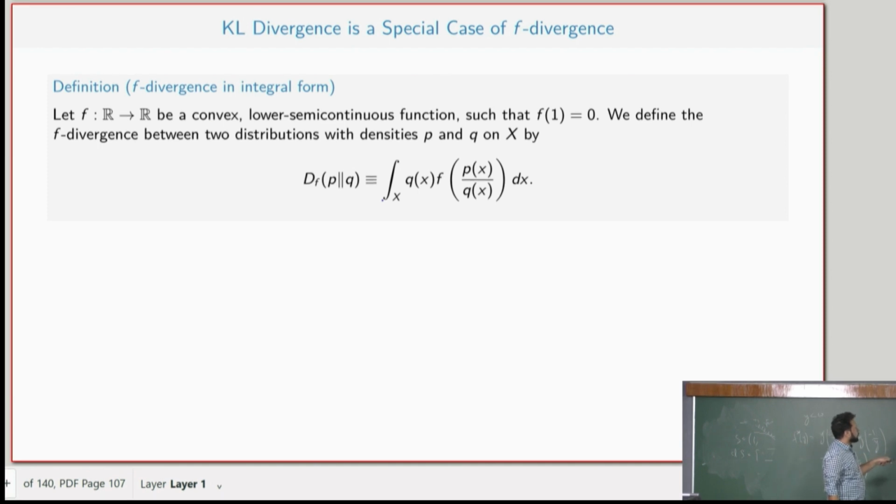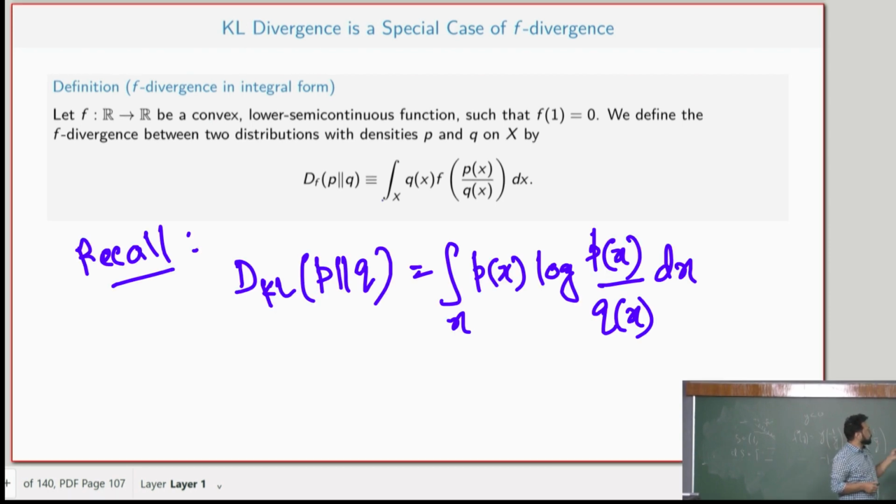So we define the f-divergence between two distributions with densities P and Q on X as this. We use this subscript f here, and this is the integral form. You see that this is very similar to KL divergence. There was a log there, but there is one more difference from KL divergence. This guy got below, whereas in KL divergence it was above. So there are two slight changes, but again KL divergence could be derived as a special case of this by a proper choice of f.